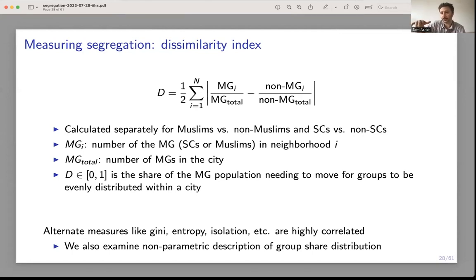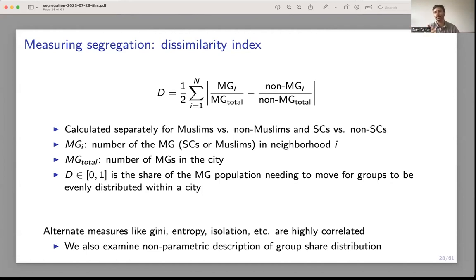So if SCs are 20% of the city's population, you can have them all concentrated into certain neighborhoods where they're 100% of the population, and then lots of neighborhoods where they're 0% of the population, or they could be totally evenly distributed with no segregation, where every neighborhood is 20% SC and everything in between.